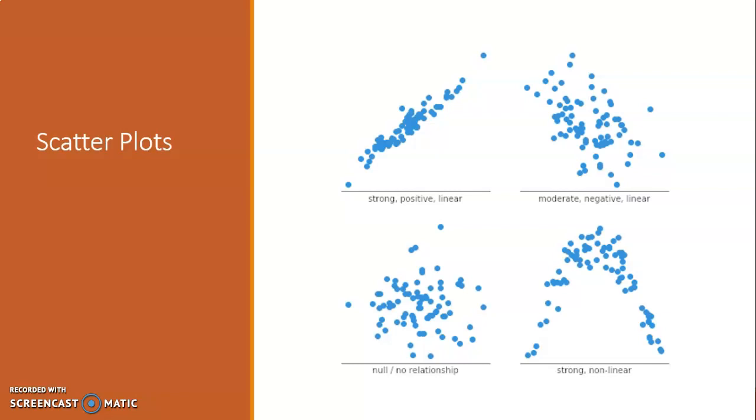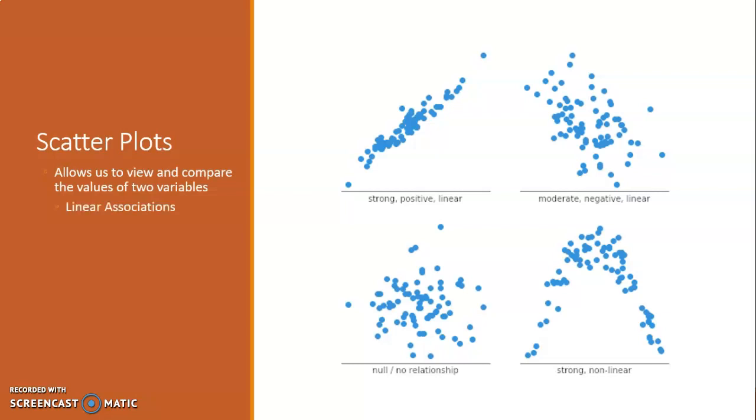So scatterplots are one way of looking at data that allows us to view and compare the values of two variables. When x is this, y is this. And so we can plot it on a graph. And there you can see a couple of different examples of scatterplots.